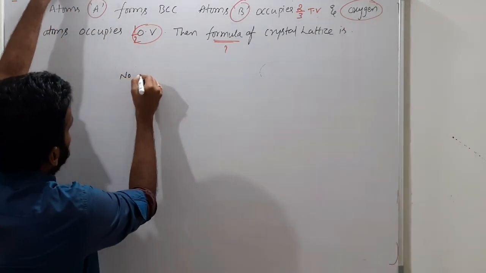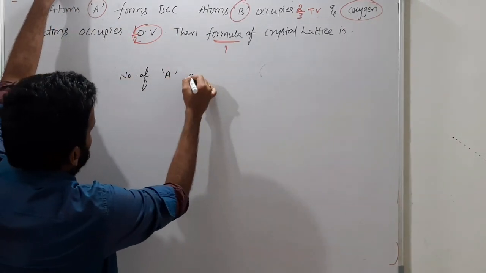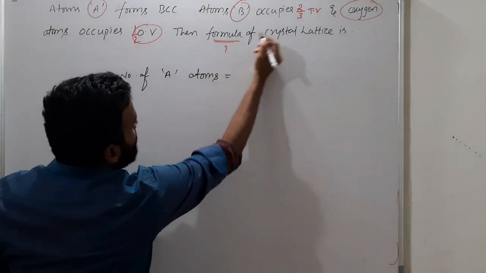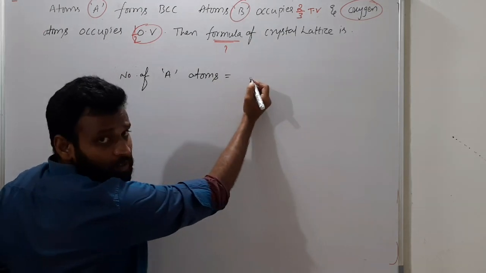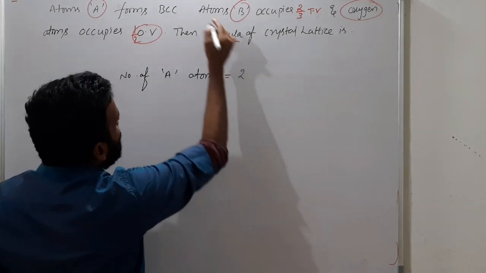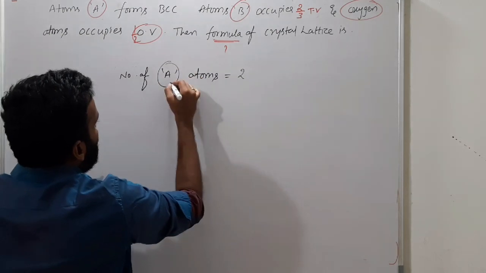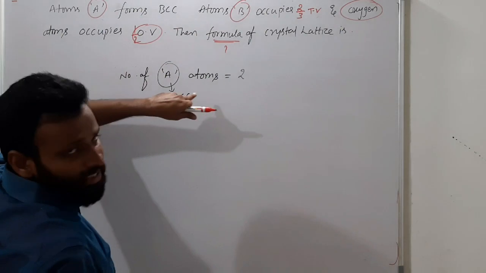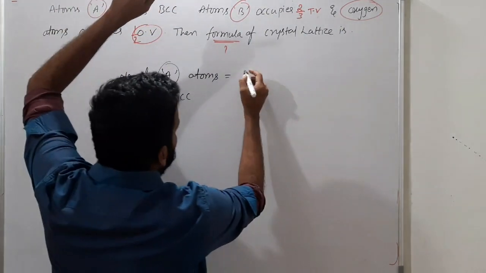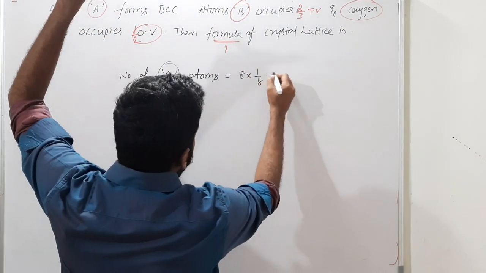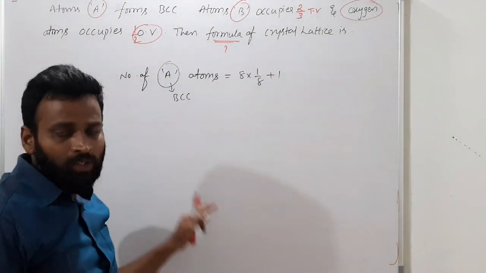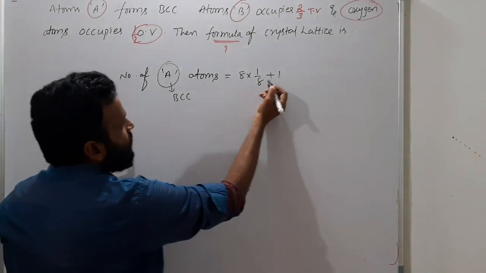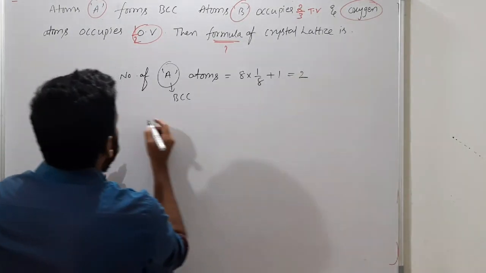See this, atoms A form BCC. So the number of A atoms, how many? What structure is it? BCC. BCC means how many atoms? 8 into 1 by 8 plus 1 body center, because BCC means atoms are present at all corners and 1 at the body center. So 8 into 1 by 8 plus 1, that means 2.